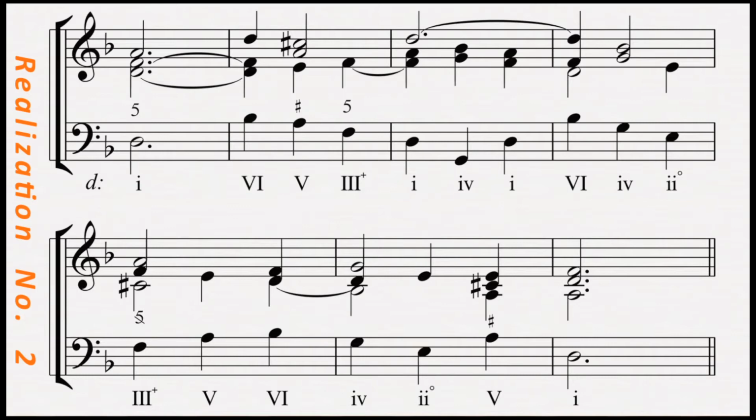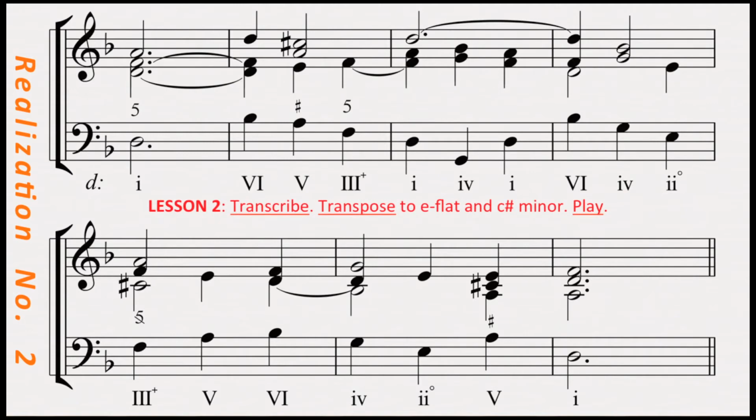Let that be another lesson for you. Lesson 2. Study this new realization carefully. Transcribe it to your notebook, then transpose it to the keys of E-flat minor and C-sharp minor. In other words, transpose this lesson a semitone higher and a semitone lower, as before. Finally, play it on your piano keyboard.